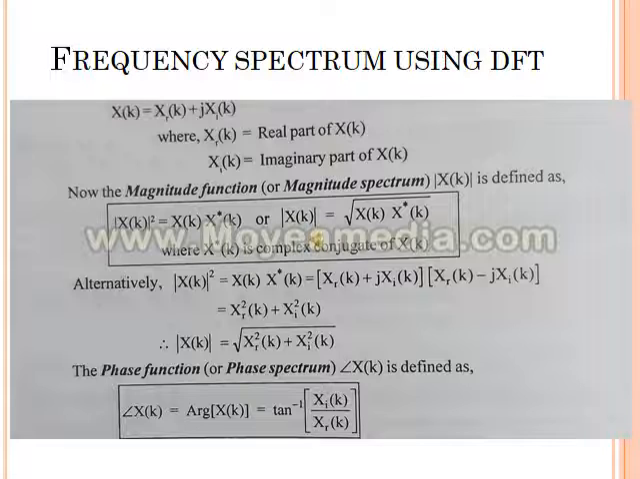So DFT gives vital information: what is the magnitude of the signal at different frequency components, and what is the phase of the signal at different frequency components. So how the magnitude of the signal changes with frequency, and how the phase of the signal changes with frequency. This type of information we can get from the frequency spectrum, because both these plots together are known as the frequency spectrum of the signal.